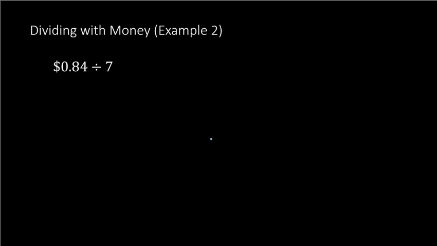Let's try one more example. Here we have $0.84 divided by 7. Or in other words, we just have 84 cents divided by 7. This one you could probably do in your head actually, but we'll go through the process here. All right, so here we have 0.84 divided by 7.